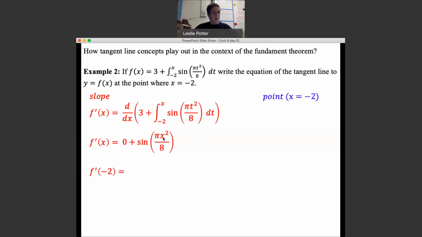Squaring -2 gives us a +4. So we have sine of 4 pi over 8. Reducing this gets us pi over 2. I can get rid of the 0 at any time. So sine of pi over 2, think about the unit circle. Pi over 2 is at the top. Sine is the y coordinate, right?